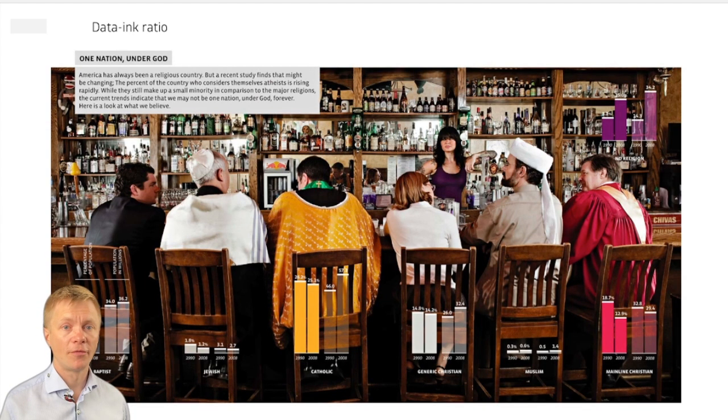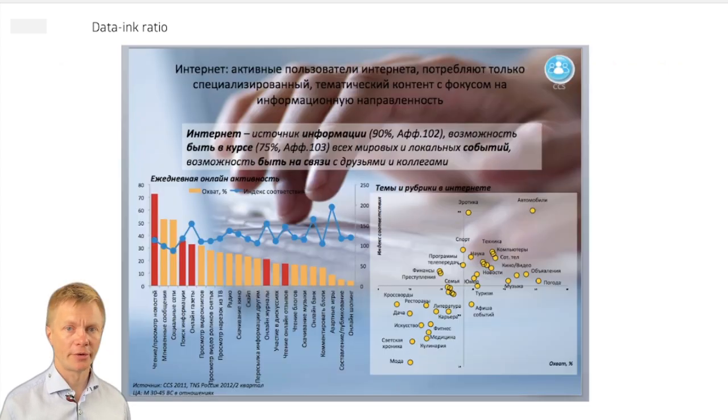Another great example of bad data-ink ratio is this picture. Here you see 7 charts about 7 different religions. Yes, the 7th one is in the top right corner. But it is hard to read those numbers because they are hidden behind the actual photo, which looks nice and adds some context. So it might be useful for a magazine, but not very good for an analytical report.